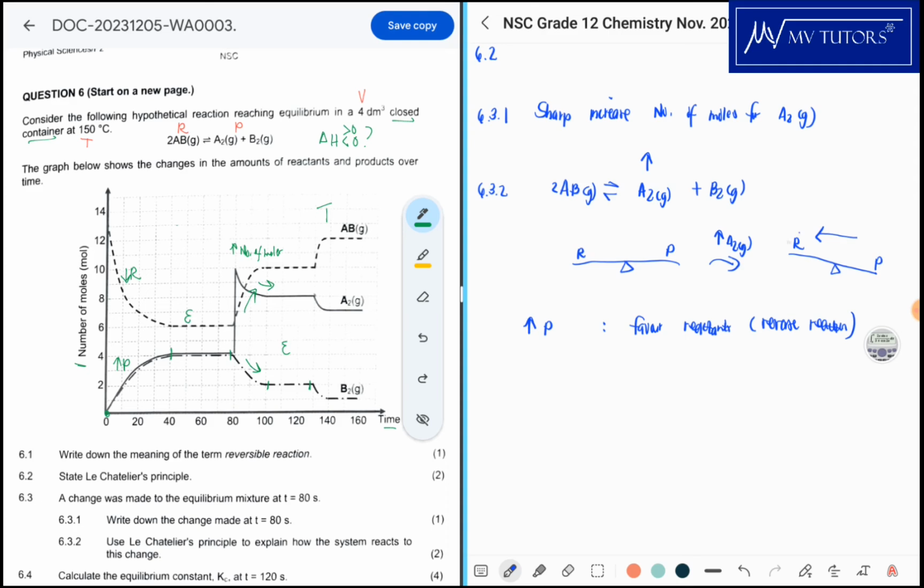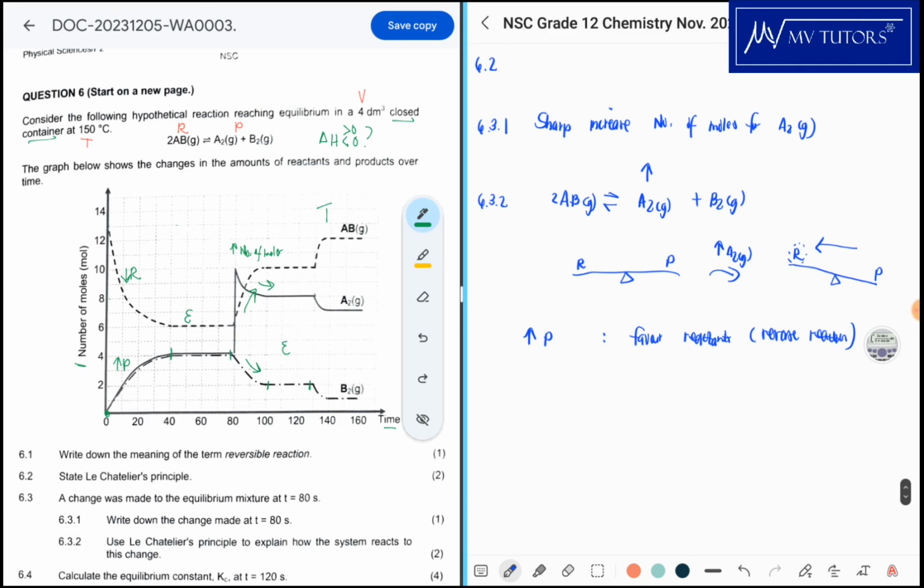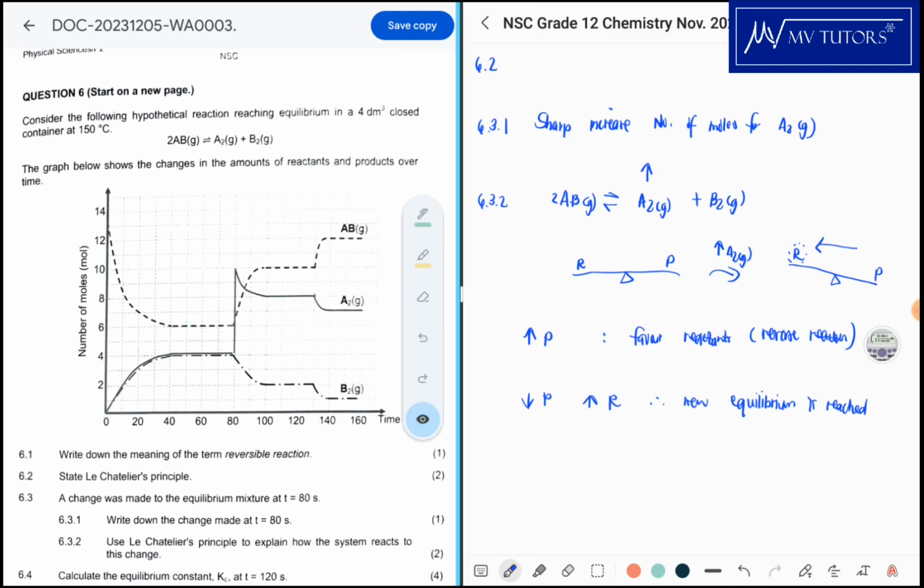And then in order to favor the reactants, some of the products need to now lose weight. So the products will end up decreasing gradually, and we can see that A goes down, B also goes down. So eventually you have a slight decrease in the number of moles for the products and an increase in the reactants, and therefore a new equilibrium is reached. Okay, so you'll find a way to write it out quite nicely.